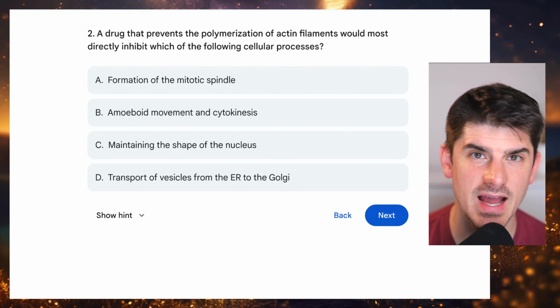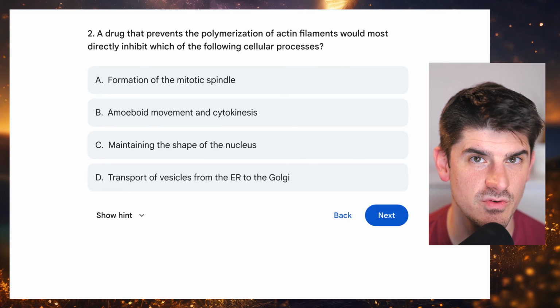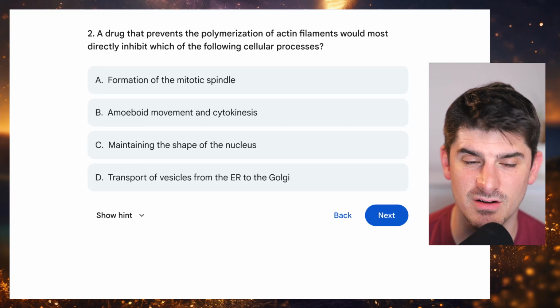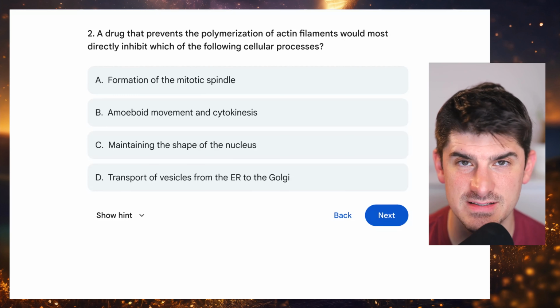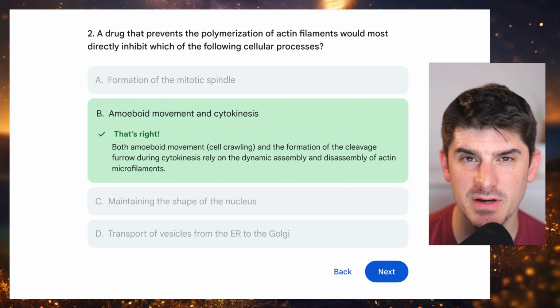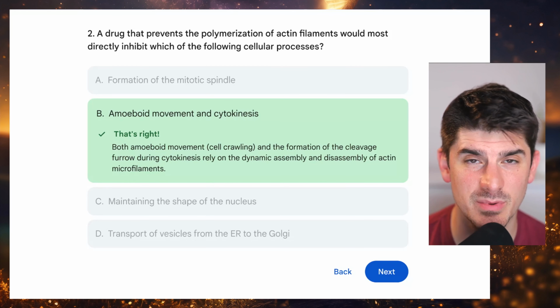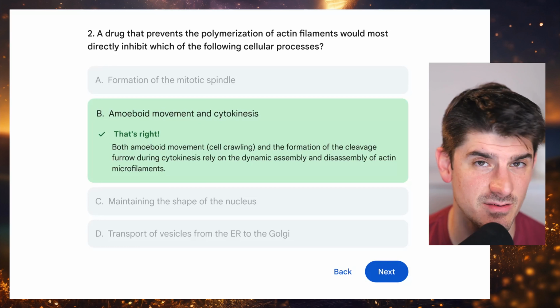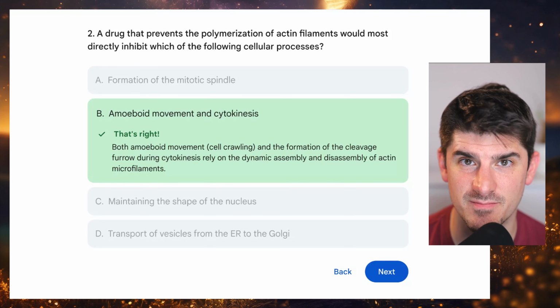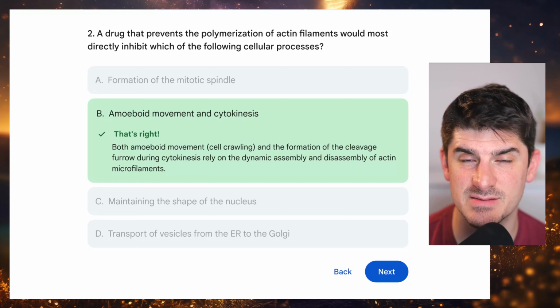Now, the actin filaments are responsible for amoeboid movement, which is kind of like cell crawling, and for cytokinesis. And this would be answer choice B. Keep in mind that this process is dynamic and involves the active polymerization of actin microfilaments in real time. Units are actually added and subtracted as this process occurs.